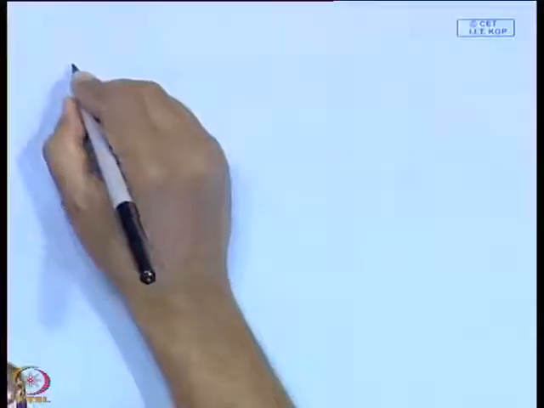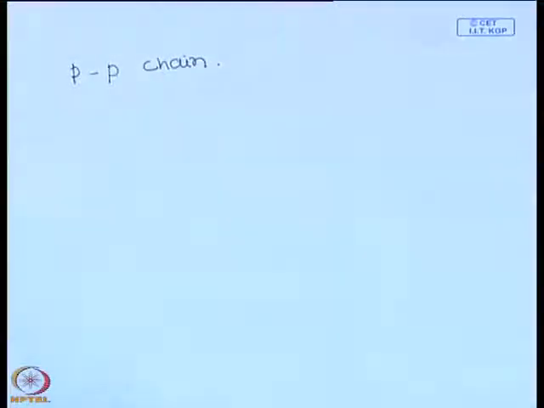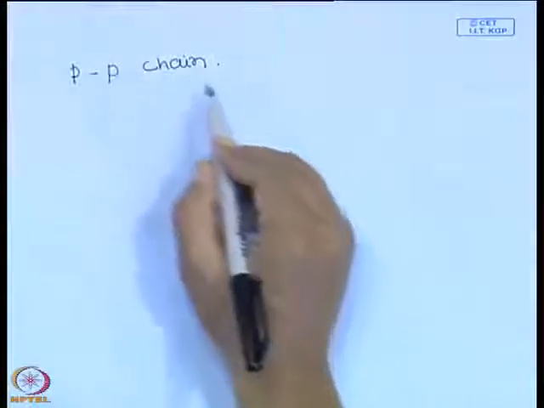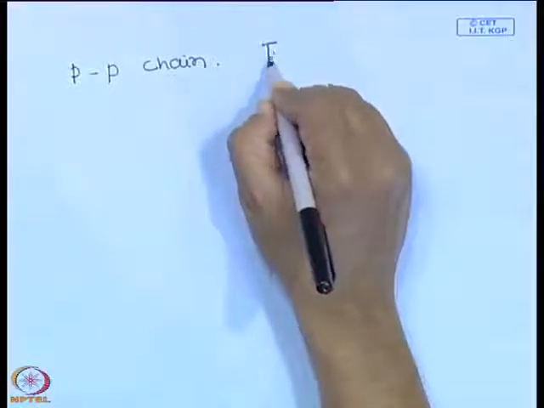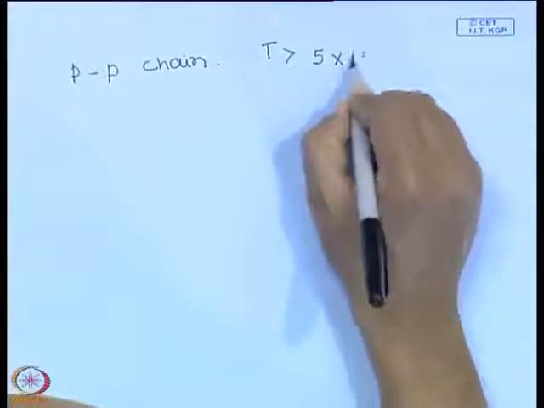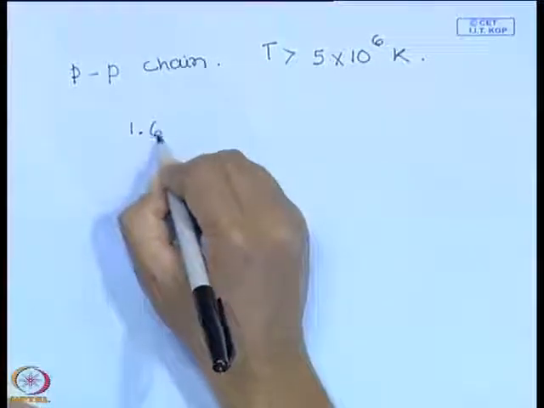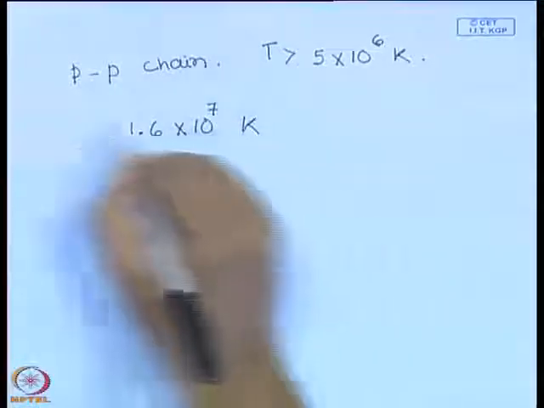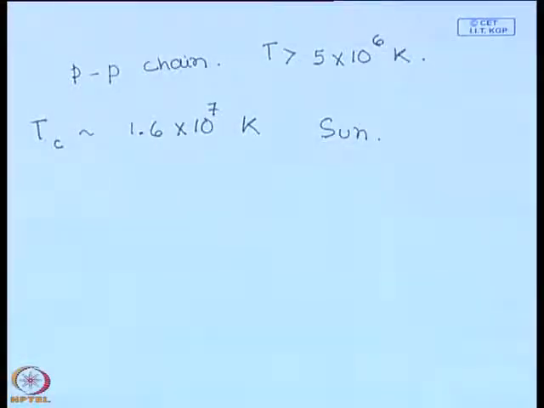And I have told you that this source is hydrogen burning. So, the main process is called the PP chain, proton-proton chain. In this process, protons are converted, so hydrogen is converted into helium through the PP chain. And this process becomes effective at temperatures greater than 5 million Kelvin. And the temperature at the core of the sun is around 1.6 times 10 to the power 7 Kelvin for the sun. So, we expect this mechanism to be functional in the core of the sun.